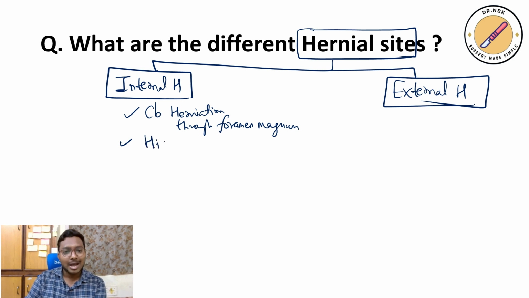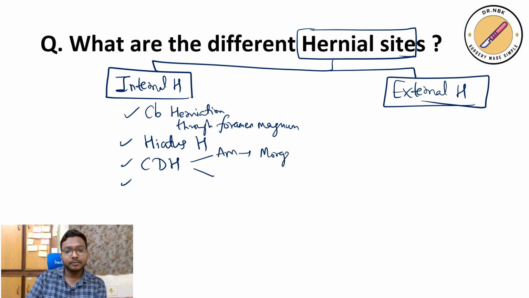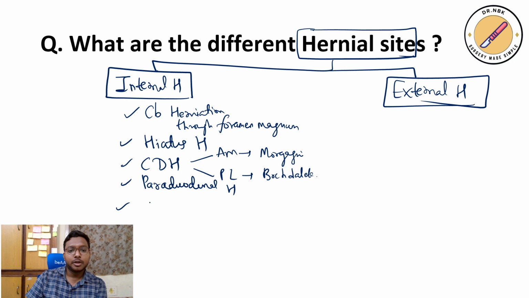Now coming to your hiatus hernia. Also congenital diaphragmatic hernia. This can be anteromedially Morgagni hernia, whereas posterolaterally you will have Bochdalek hernia. Okay. Now there is something called paraduodenal hernia. Then there can be Petersen's hernia. These are the post-operative scenario hernias, Petersen's hernia and mesocolic hernia. I'll explain this in a subsequent slide with the help of a diagram.